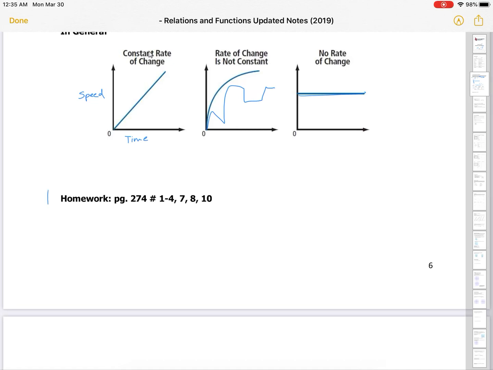All right. So that's our first lesson. It's a lot of interpreting graphs. Your homework is in your textbook, page 274, 1 to 4, 7, 8, and 10. You can always do extra questions if you'd like. I might also pop in some review material from grade 9 to help you out.